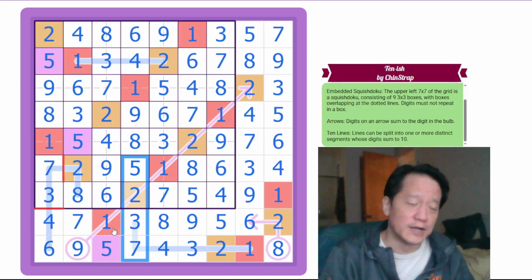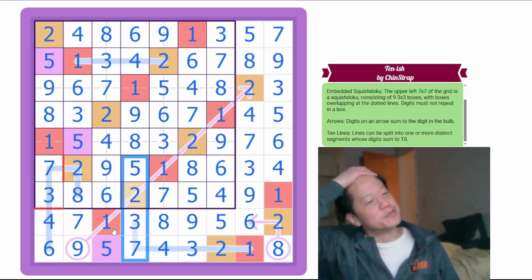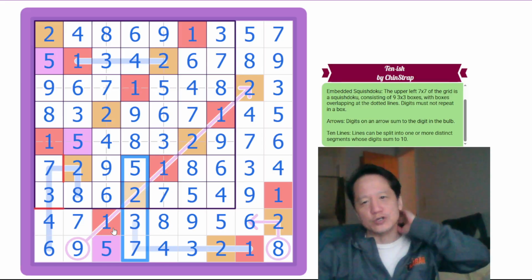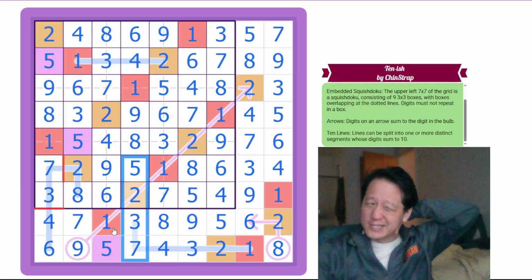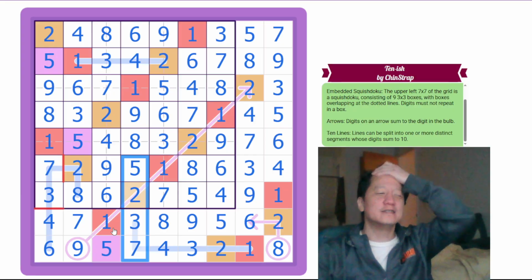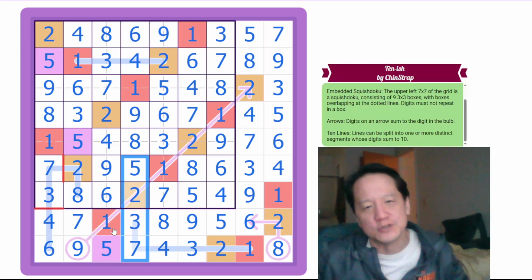Overall, I am kind of curious about these interactions between squish dokus and Latin squares. I don't know how much more you can take from it, but it is an interesting interplay between those two.